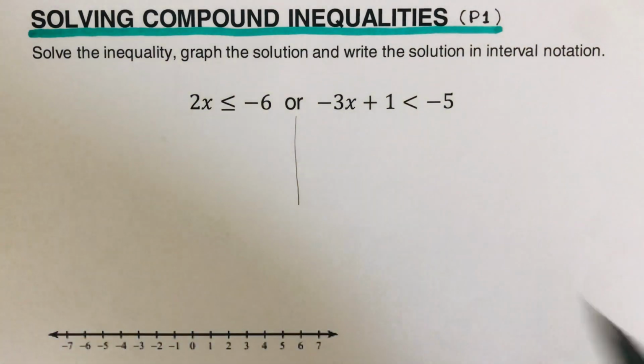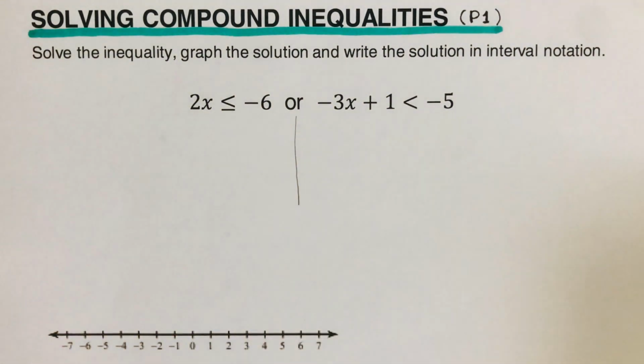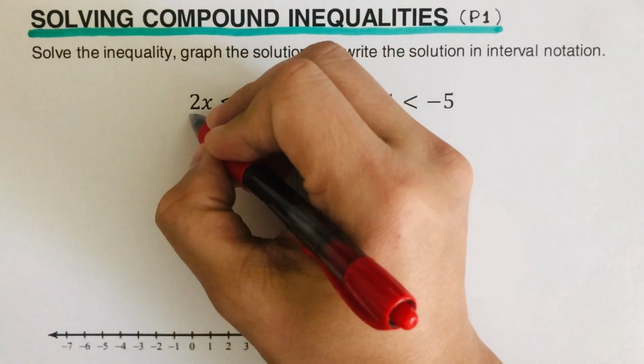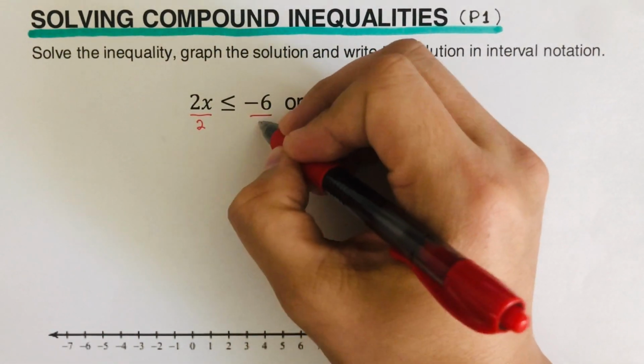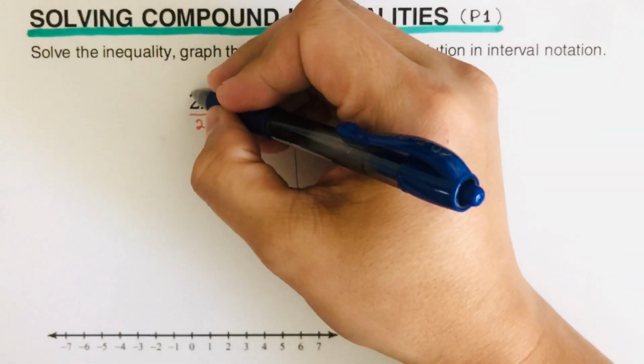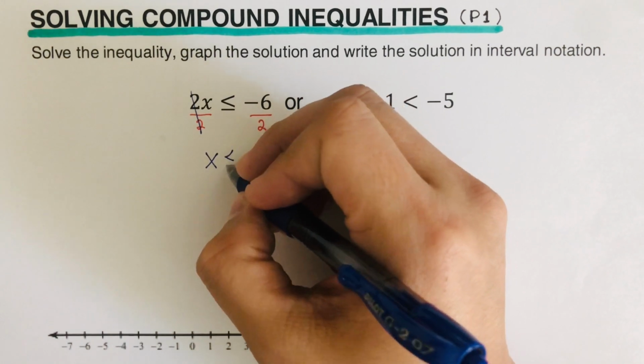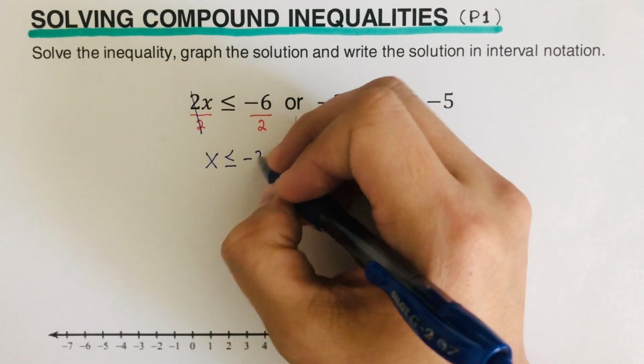We are supposed to have x by itself on the left side here. So we can go ahead and divide both sides by 2. I will divide this by 2 here, divide this by 2, so I can have x by itself on the left side and cross the 2 out. So I'm left with x is less than or equal to negative 3.